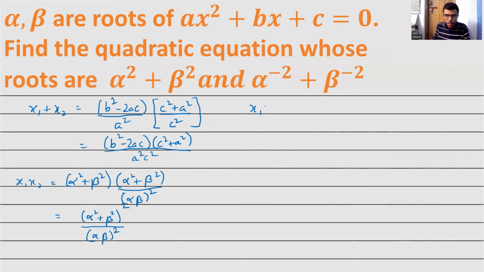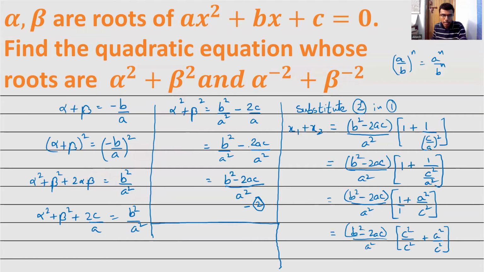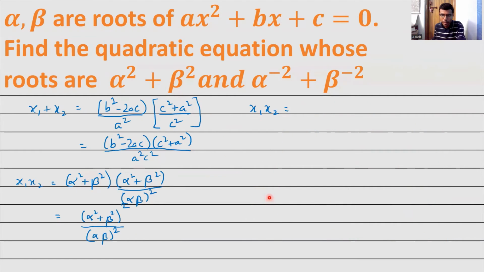Now x1 into x2 is nothing but equal to, what is alpha square plus beta square? We got it here, right? 2. b square minus 2ac by a square. Observe carefully this step. b square minus 2ac by a square whole square. Here we have alpha square plus beta square whole square.